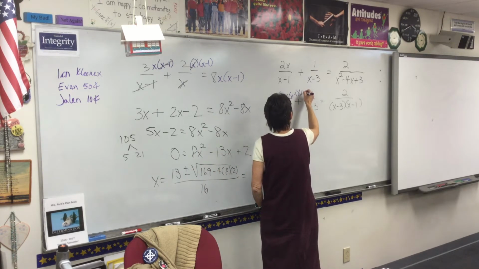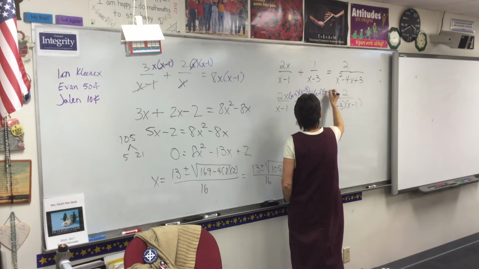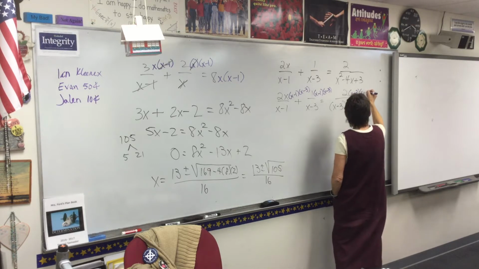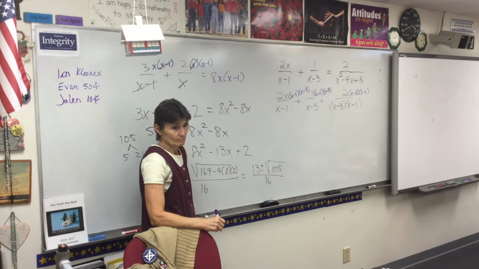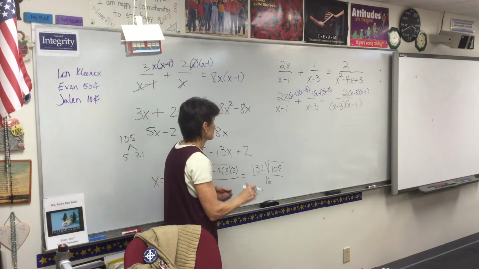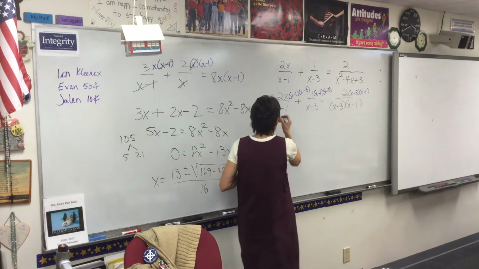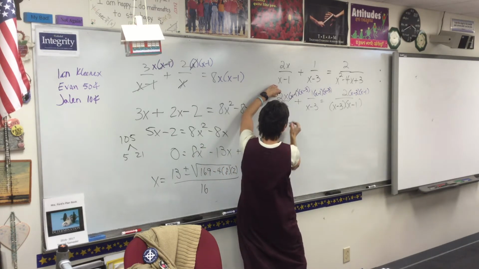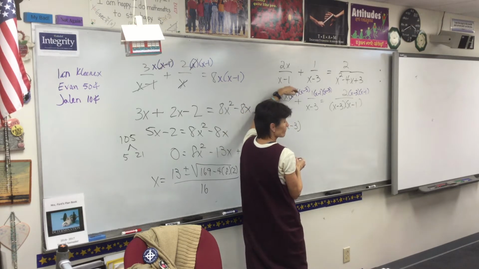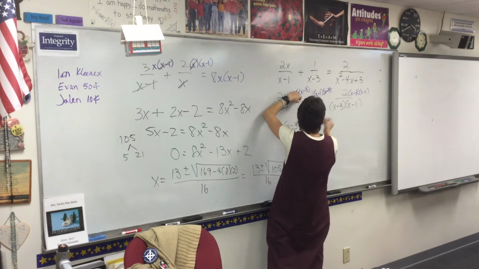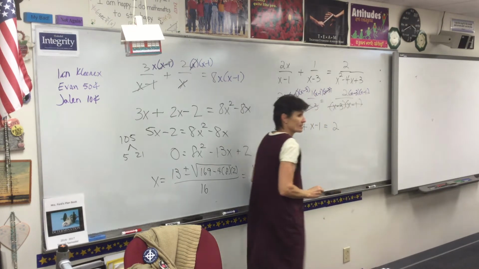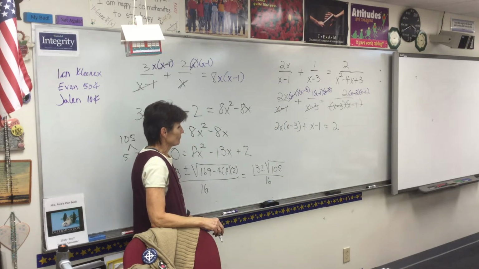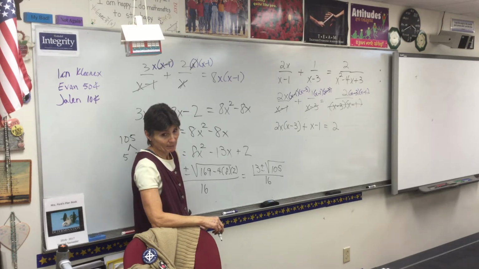Multiply everything by x minus 1, x minus 3. Please do not be lazy. Write x minus 1, x minus 3 next to every single term. And then all of your denominators should cancel out. So this cancels, and I am left with 2x times x minus 3 plus this cancels, x minus 1 equals, the whole shebang cancels and leaves me with just 2. Right? See how wonderful that is? Kids, this is what you want to have happen.